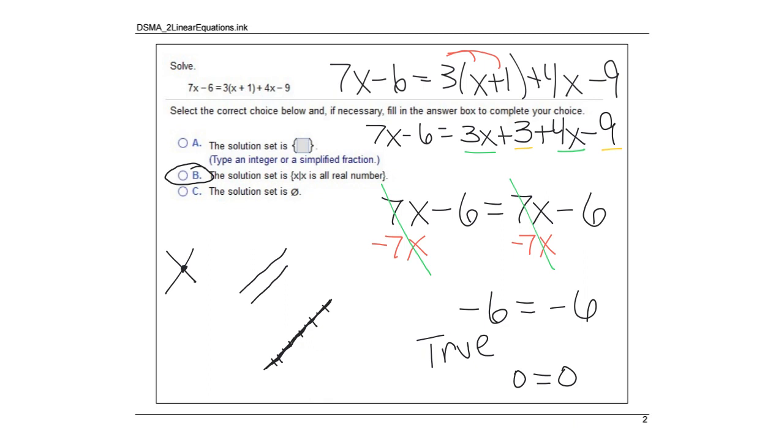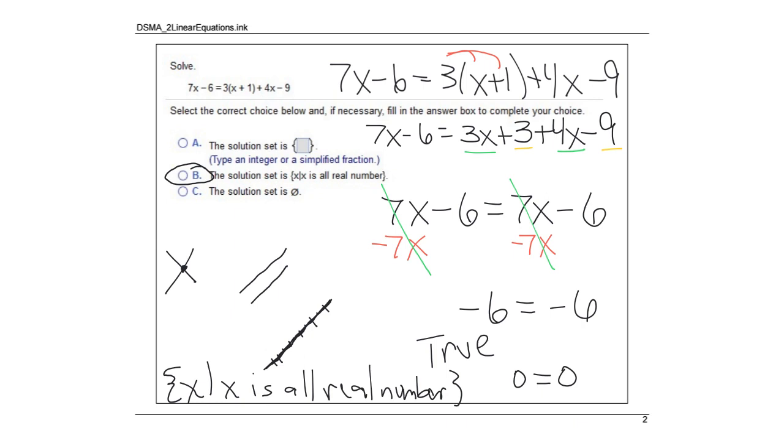Now, the way we look at that, this is the set of x's such that x is all real numbers. Okay, so the set of all x's such that x is a real number is really how this works. And so for this problem, I think that's all we're going to do. As soon as we see that the x's are gone, we lost the x's on both sides, so there's no way to get x equal to.